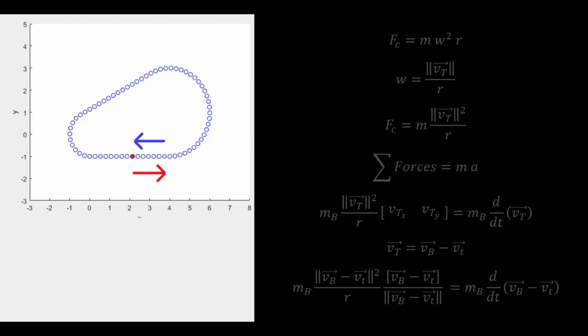So if we want to describe the centrifugal force that is created in terms of the ball's tangential velocity, we have to define this tangential velocity as being the magnitude of the difference between the velocity of the ball and the velocity of the track.